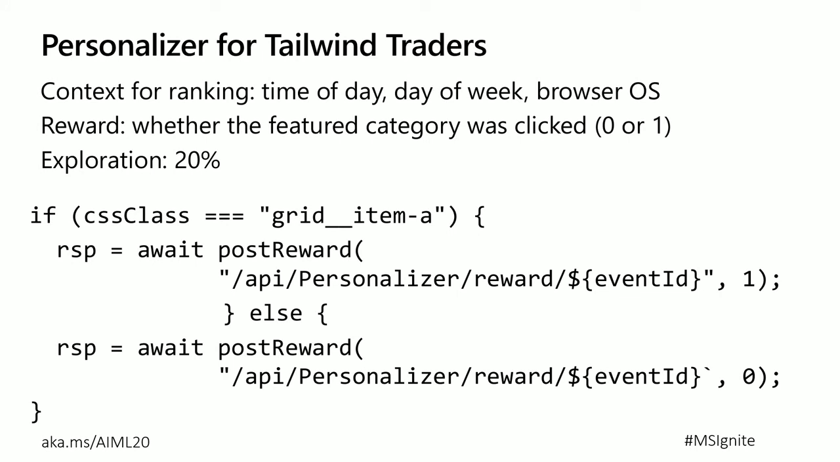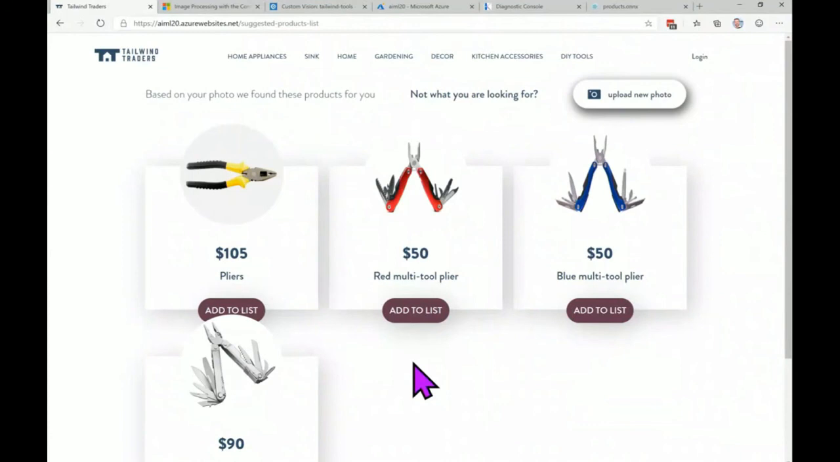So what we did, as you can see in the source code for the Tailwind Traders app, is that for anonymous users, we're going to use the time of day, the day of week, and the browser operating system as context to influence those rankings. And for the reward score, we use whether or not they clicked on the hero panel, so just a 0 or 1. And so what will happen then is over time, Personalizer will determine what is the best category to present to anonymous users based on their time of day, day of week, and their operating system based on that activity. And then 20% of the time, try other things to see if we can get users to engage with other stuff. So to see that in action, I'm going to go back to the Tailwind Traders website here.